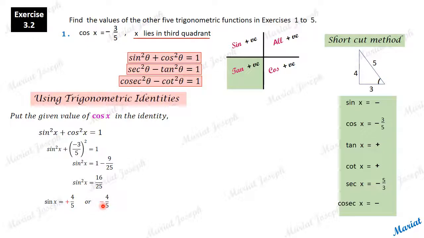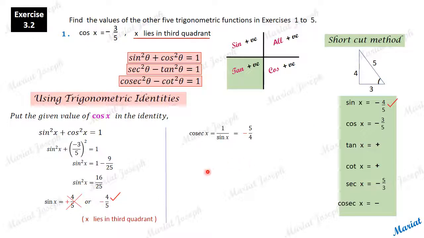But only one of them should be correct. For that, we have to confirm what the sin x value should have been in the third quadrant. Sin x should have been negative. Only tan x function is supposed to be positive. So this positive 4 by 5 needs to be rejected. Accept the value minus 4 by 5. That is why sin x is minus 4 by 5.